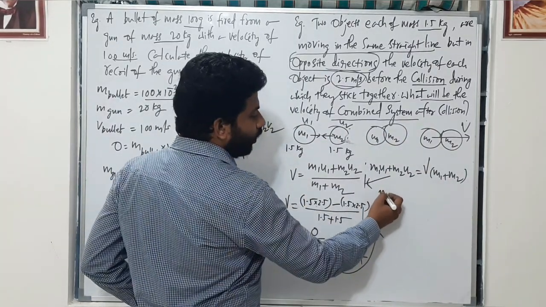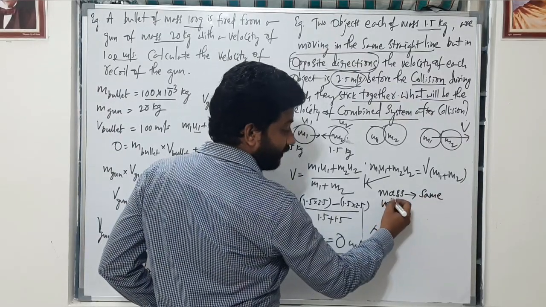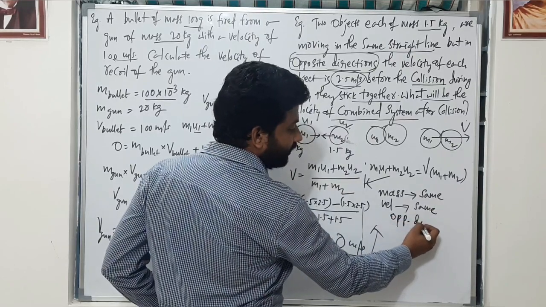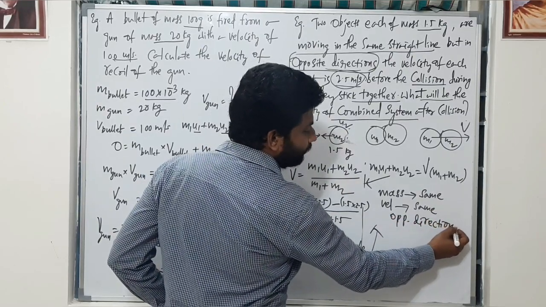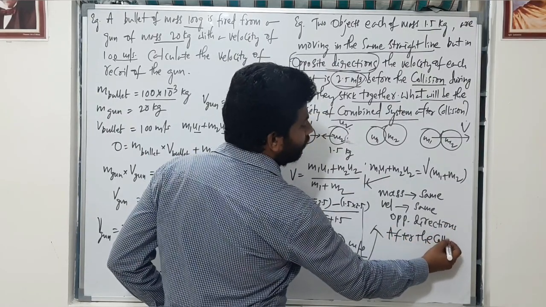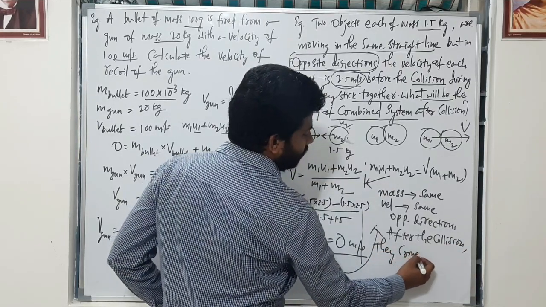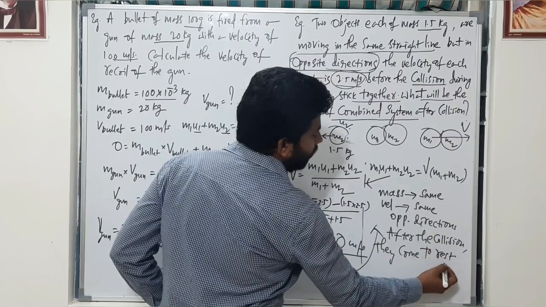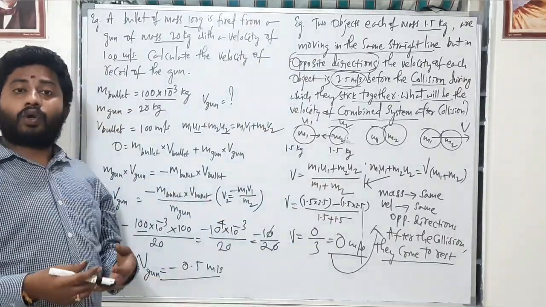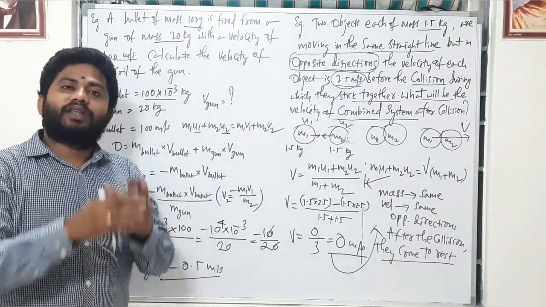If two bodies have the same masses, the velocity is also the same, and they are moving in opposite directions, then after the collision, they come to rest. So this is the conclusion for this numerical. We should not only concentrate on what the common velocity is. It is 0. 0 means what? They will come to rest.